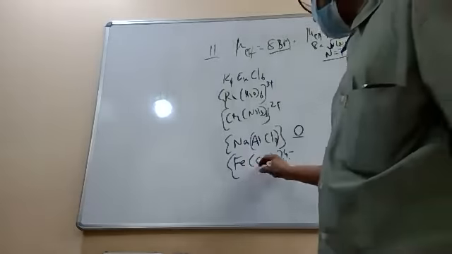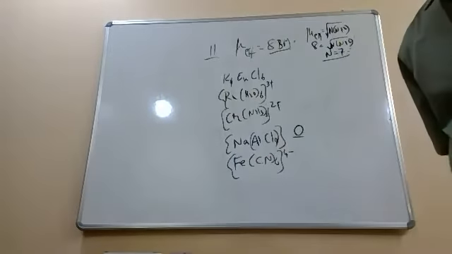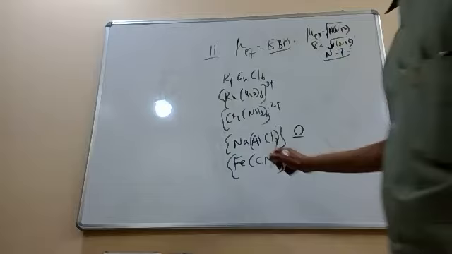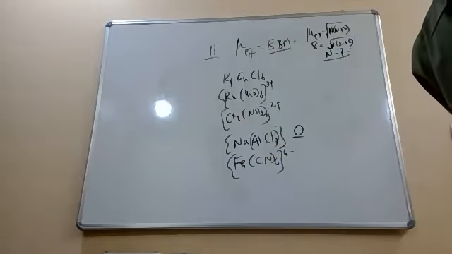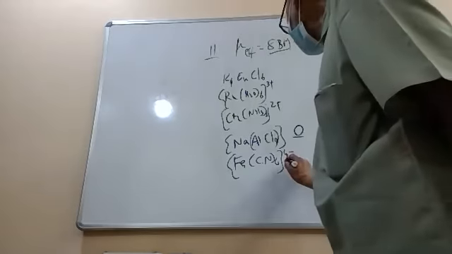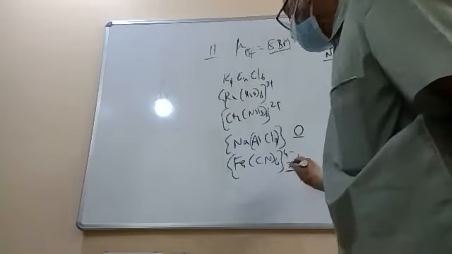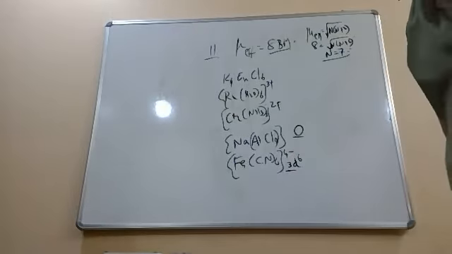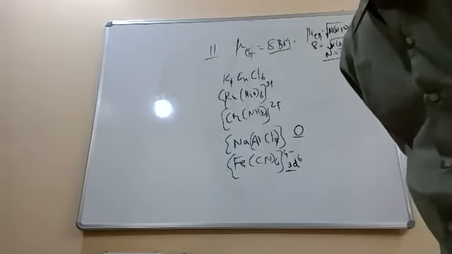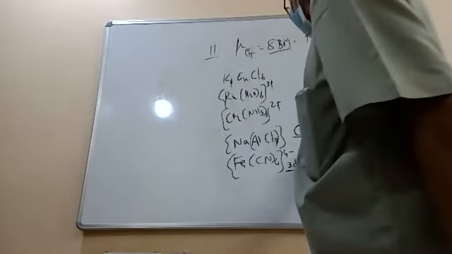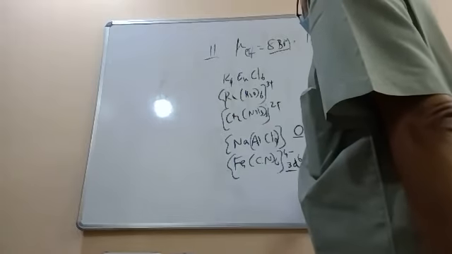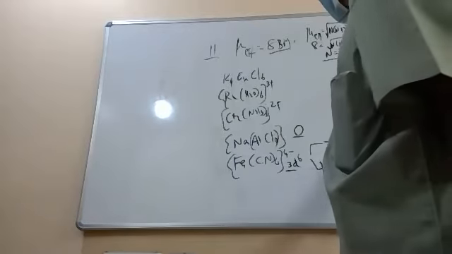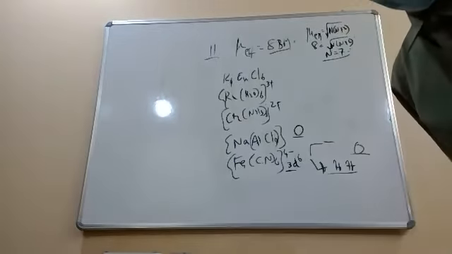Similarly, if you look at Fe(CN)6 4-, Fe in this complex is in the 2+ state, correct? In the iron 2+ state, we have what we call a 3d6 electronic configuration, but CN is a strong field ligand. So when you do the splitting, you get 1, 2, 3, 4, 5, 6 here, and again 0 unpaired electrons.